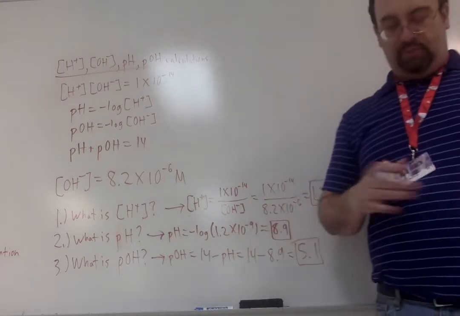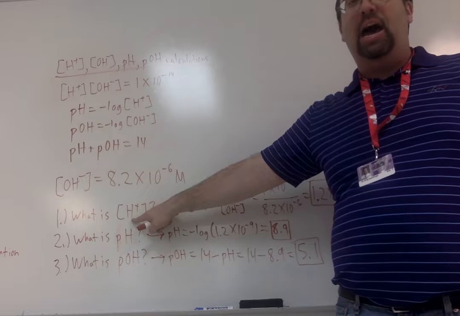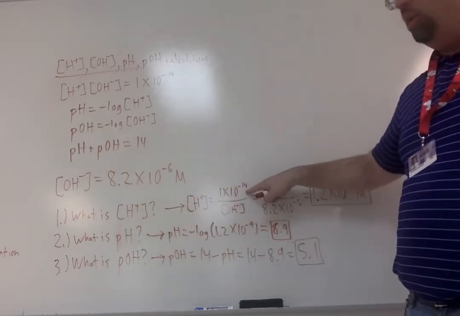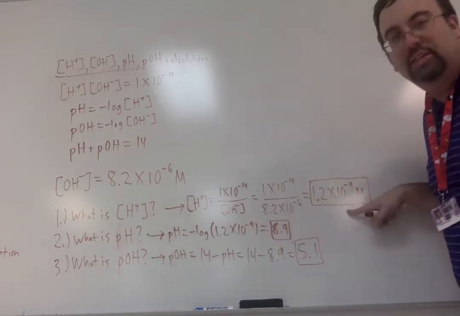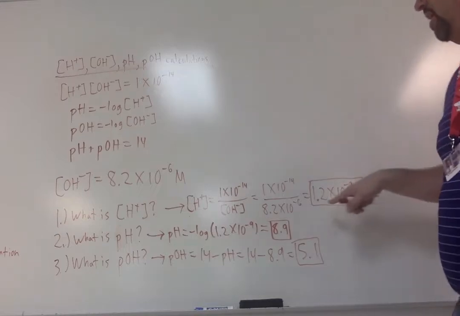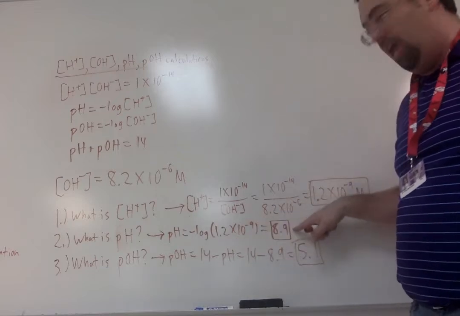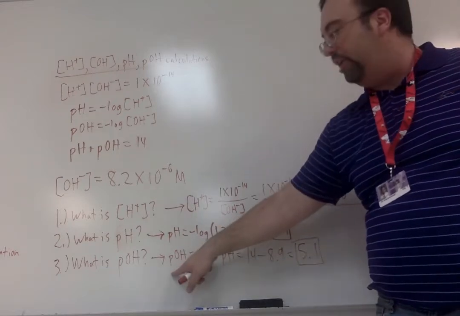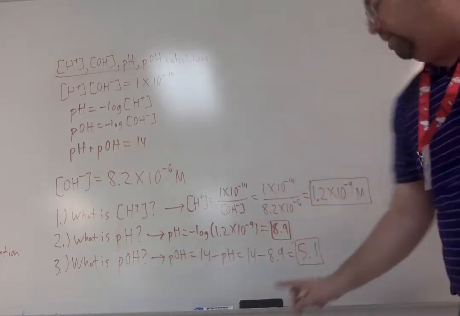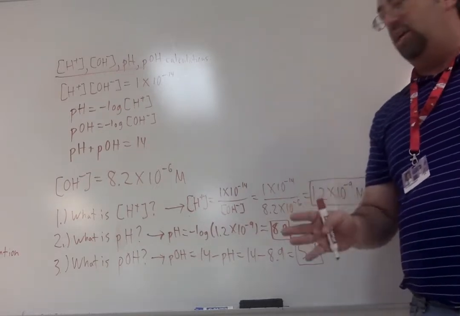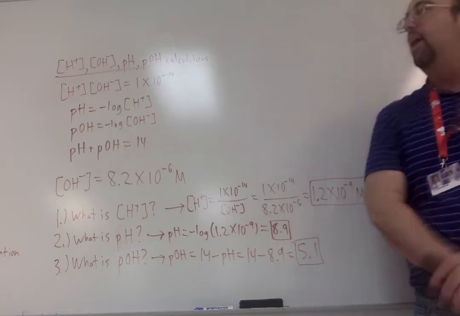All right, and so again, to review, we're given this concentration of hydroxide ions. To calculate the hydrogen ion concentration, we take 1 times 10 to the minus 14, divide by that number, and we end up getting 1.2 times 10 to the minus 9 molar. We then can use this number to solve for pH. We take the negative log of this number, we end up getting 8.9, and then to find the pOH, we just take 14 and subtract from that the pH, and so when we do that, we end up getting 5.1 as our pOH. All right, and so that would be how you would do problems like this on the test.